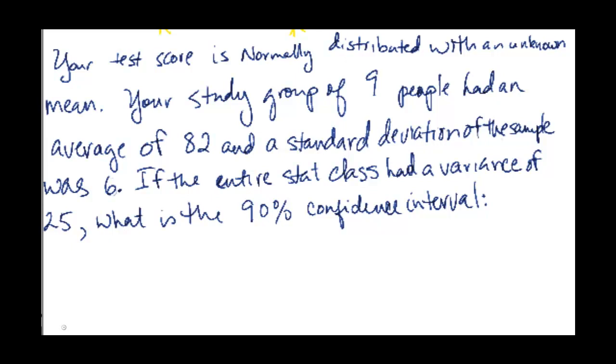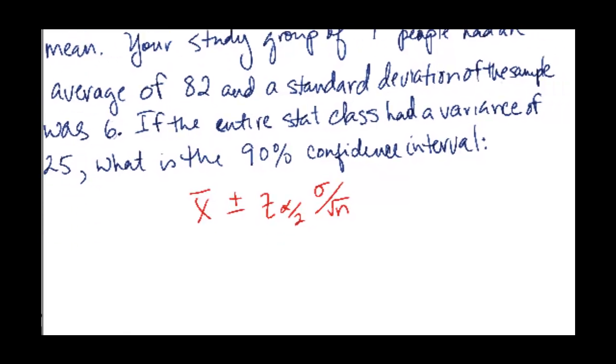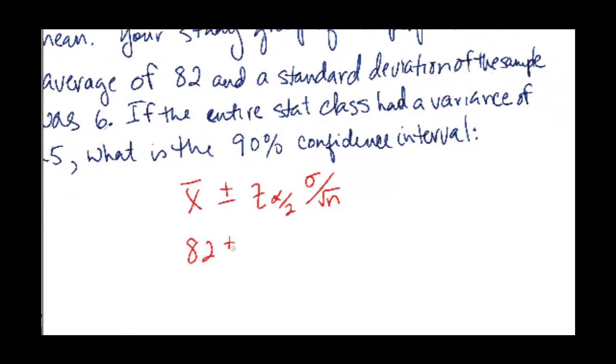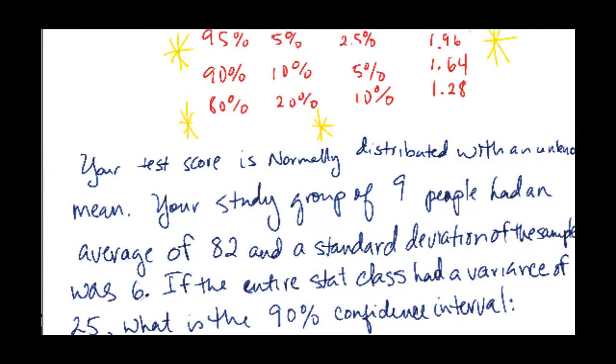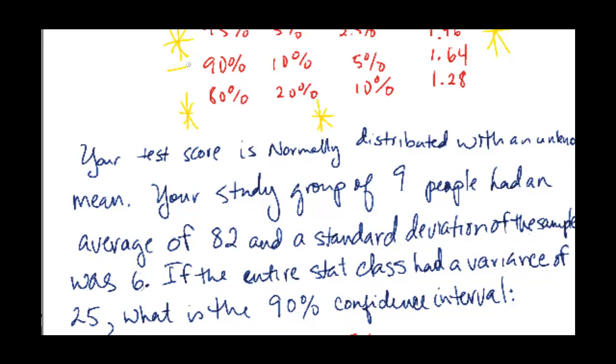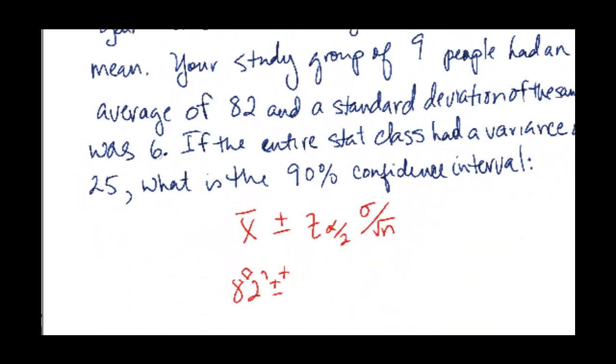Well, what you've got to do there is first write the formula. So let's use red here. X bar plus or minus z of alpha over 2 times sigma divided by the square root of n. So we know that x bar was an 82, plus or minus z alpha over 2. Well, in this case, we have a confidence level of 90. Our alpha is 10, alpha over 2 is 5, and our z-score that corresponds to that is 1.64.